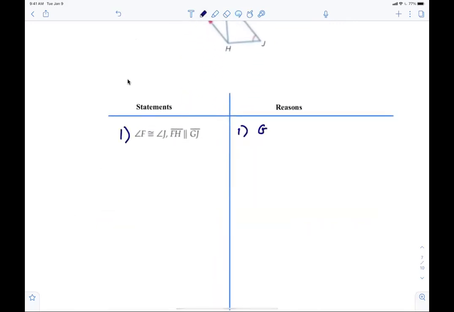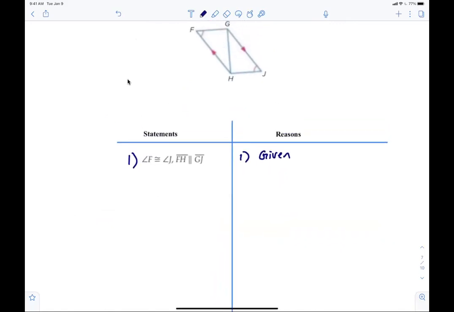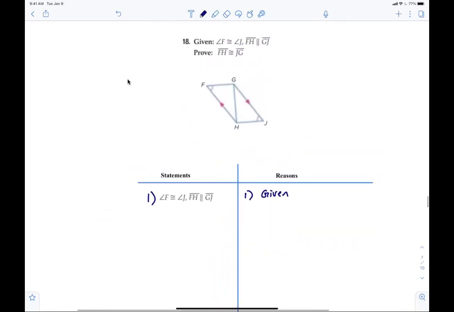All right, so here we go. Number one, given. So I'm trying to prove FH is congruent to JG. Come on now. Someone who hasn't said anything. No one else? If you've said something, you're not allowed to talk. All right, Nate, good. Angle FHG is congruent to JGH. Yeah, it's good to know the alphabet, isn't it?